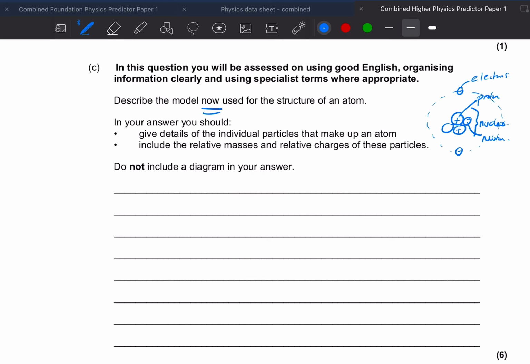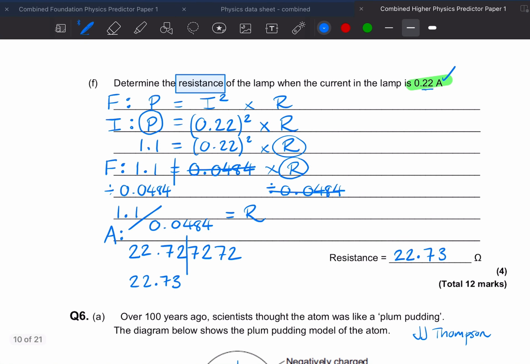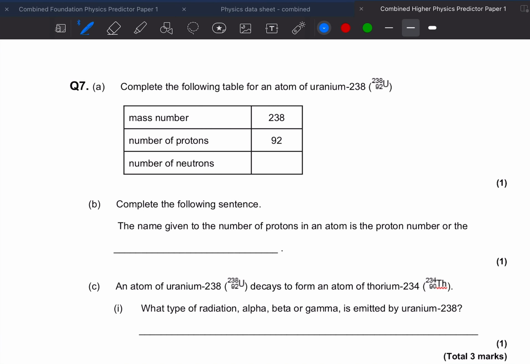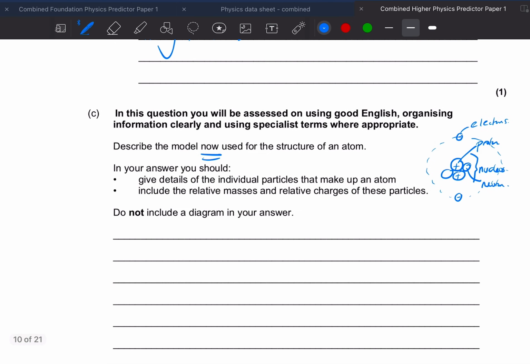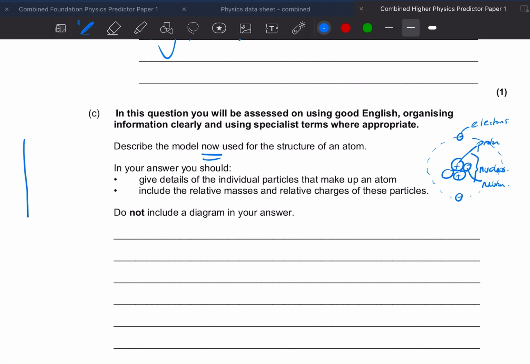So let's have a look. So let's see what we can do. So we could say give details of the individual particles. So as long as we mention these 3 particles, include the relative masses and relative charge of these particles. There's another thing that we should have learnt when we did our revision.